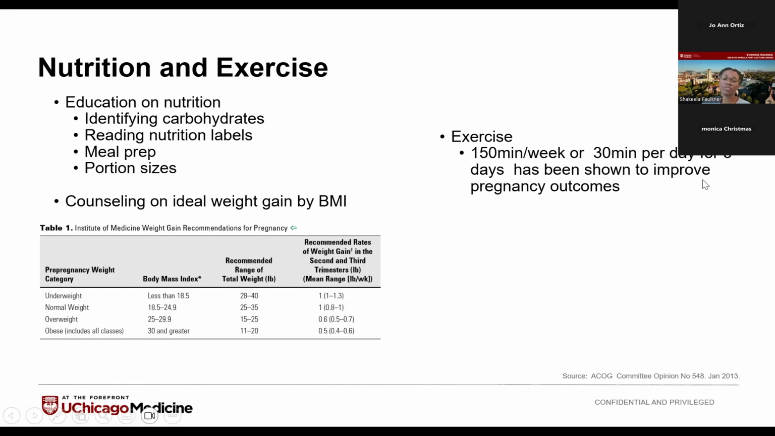And then next is exercise. This is the same for everybody, all pregnant people. The recommendation is to try to get 150 minutes per week, or 30 minutes per day, 5 days. It's been shown to improve pregnancy outcomes, even for patients without gestational diabetes, but particularly for those who do have diabetes, it can help your body in terms of metabolism and your insulin sensitivity.